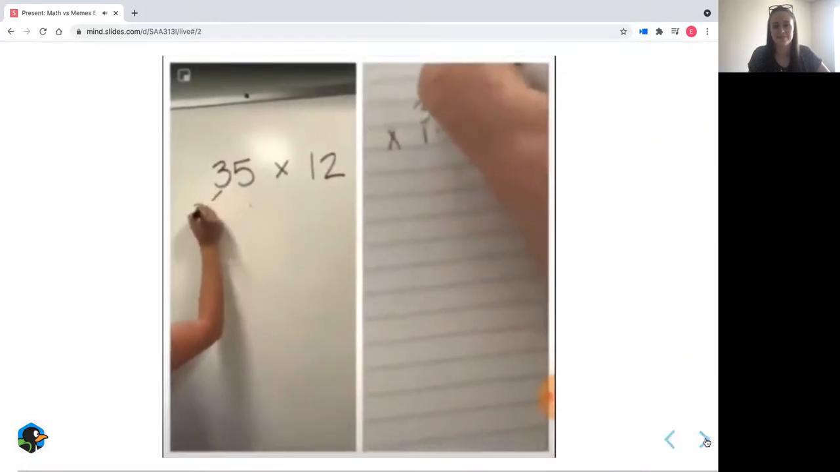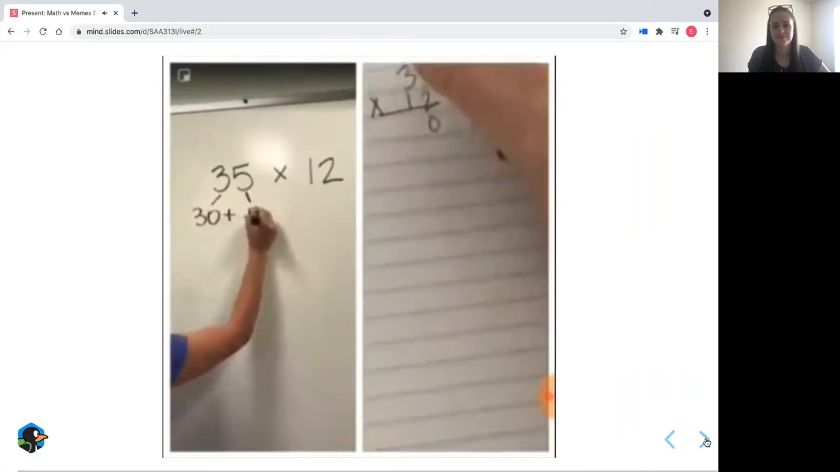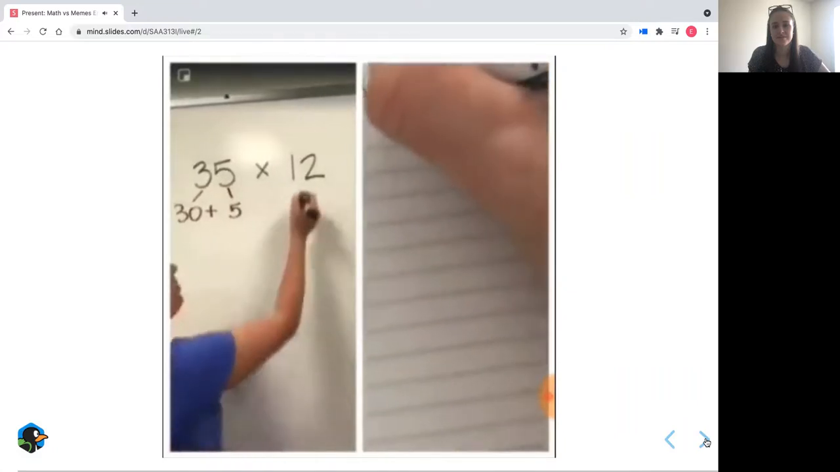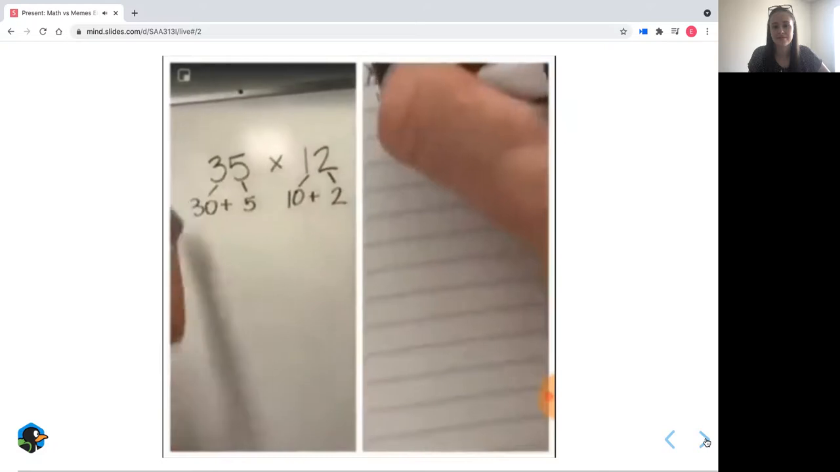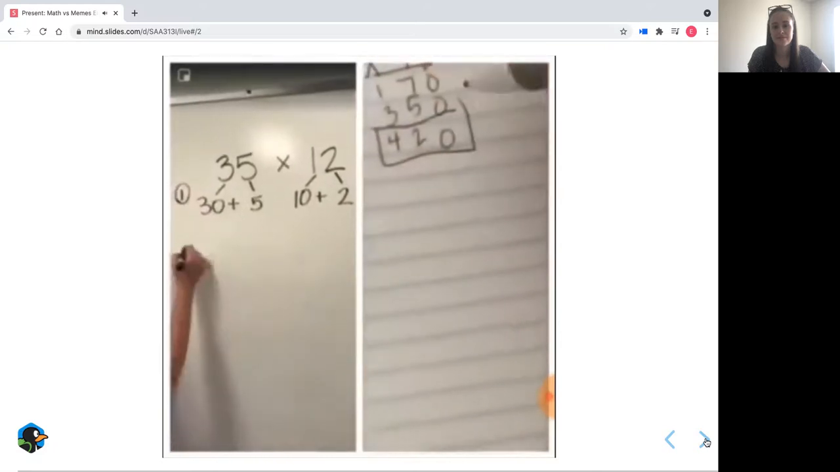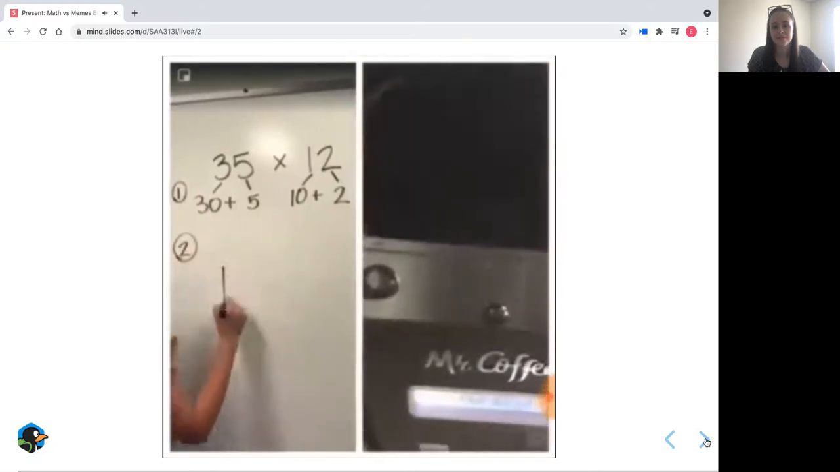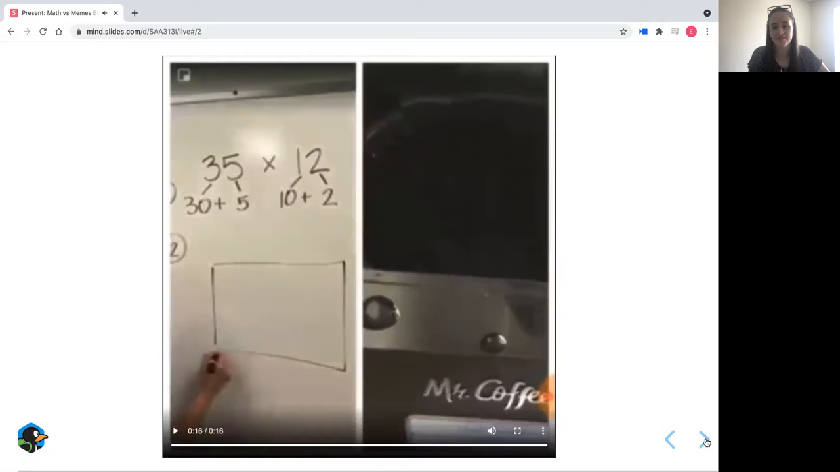I've got 3 tens, which is 30, and 5 ones, so that is 30 plus 5. 12 is 1 10 plus 2 ones. Okay, so that's step 1. The next step would be to draw a large box. So you may have seen this exact meme or something just like it, where the individual on the right goes on to brew their cup of coffee by the time we finish on the left.